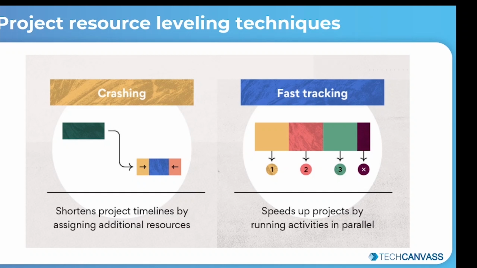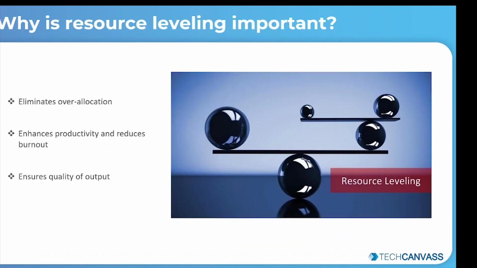An example of fast tracking is when the software development team starts building the backend of a website while the design team is finishing up the website mockup. With the fast tracking technique, the work gets done on time and on budget, but there's always a higher possibility of rework. Now that we have a rough idea of how the resource leveling techniques work, we will go to why resource leveling is so important.